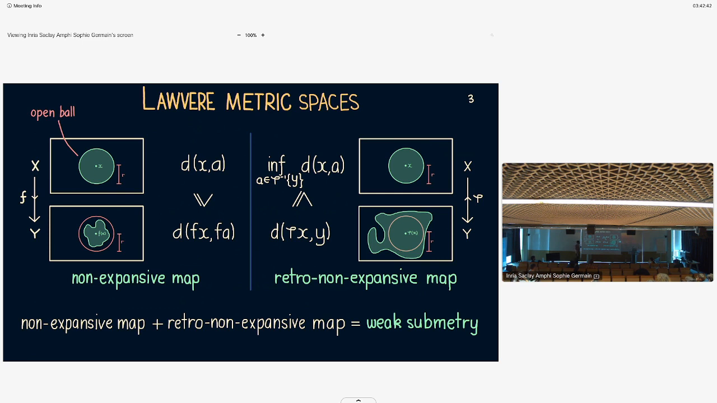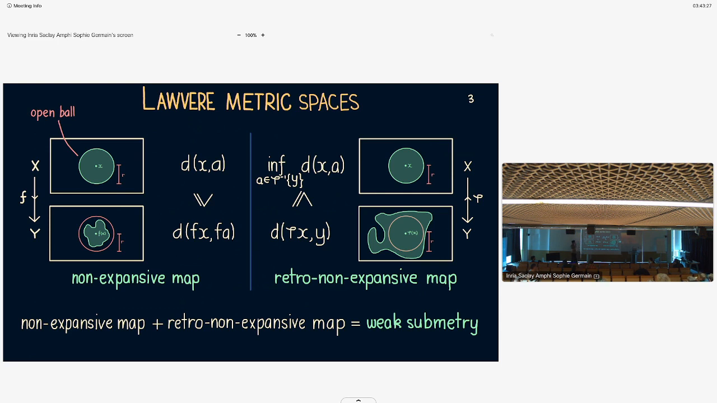And so in this setting, we're probably all familiar with the notion of a non-expansive map between metric spaces. With a non-expansive map, if I have two points x and a in my domain, and then I apply my non-expansive map to them, then that should not increase the distance between the points. So the distance between F of x and F of a should be less than or equal to the distance between x and a. Another way of thinking about this is that our non-expansive map should map the open ball of radius r into the open ball of radius r.